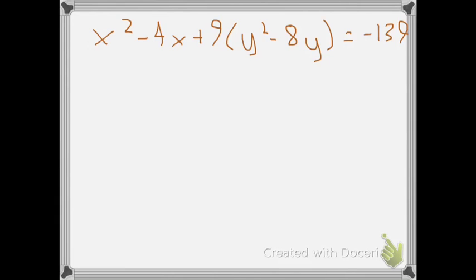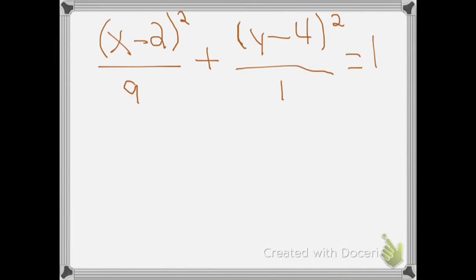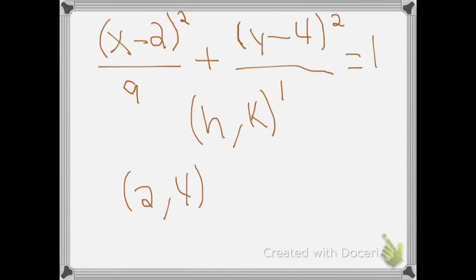So when we complete the square, the first thing we have to find is the center of the ellipse. Since the standard form of the equation is x minus h squared over a squared plus y minus k squared over b squared equals 1, the center of an ellipse is (h, k). The center would simply be (2, 4), because h is in x minus h squared, so h is 2, and k is in y minus k squared, and k is 4. So that's how you get the center.